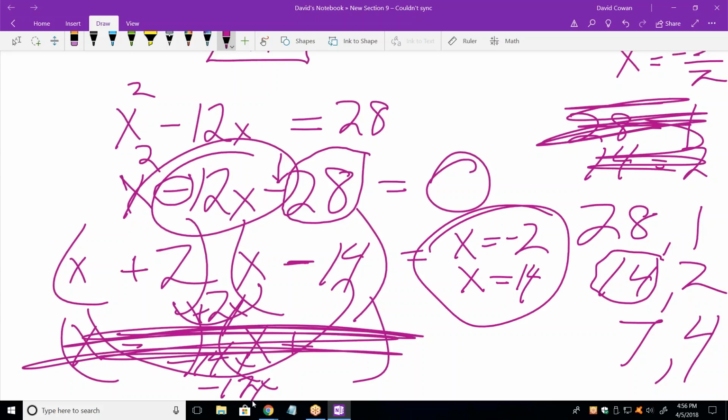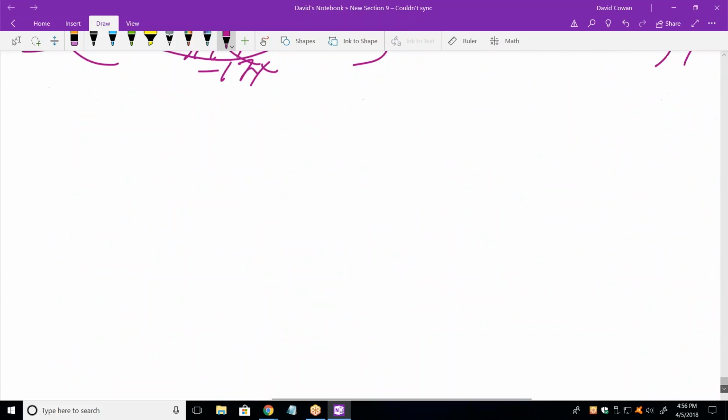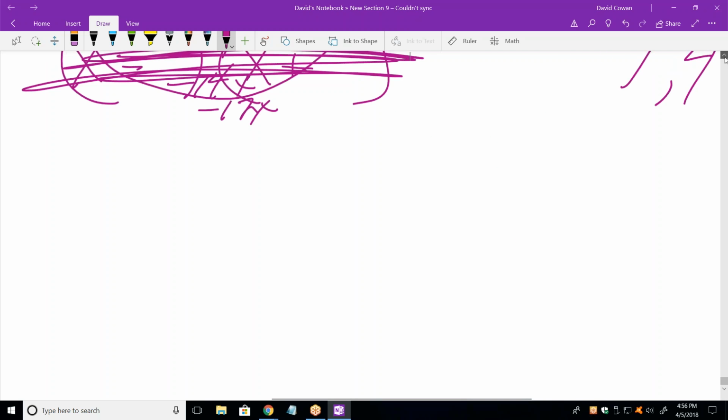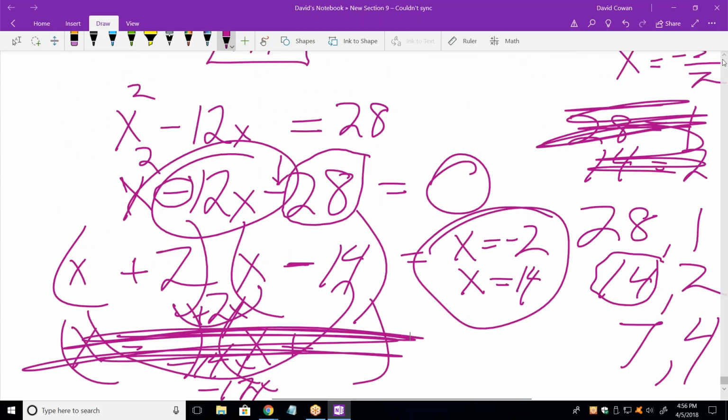All right. Okay. Yep. What else you got? We have time for one more. One more. Can you scroll back up so I can look at the roots real quick again? X equals negative 2 and x equals 14. Okay. Yeah, the next one.